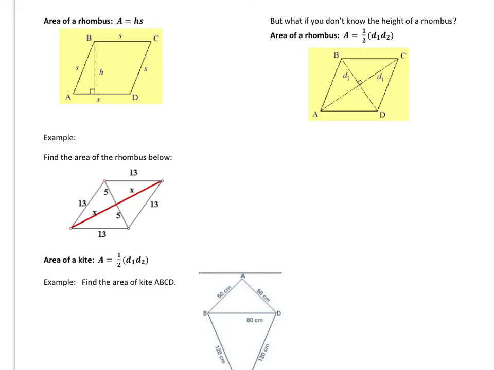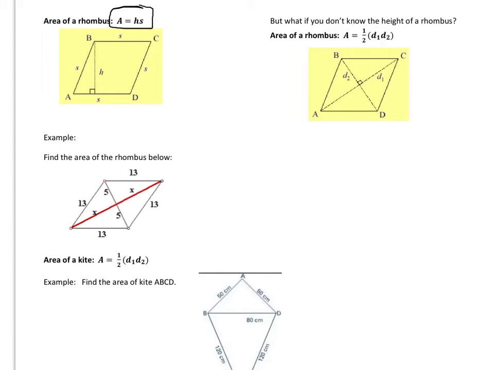Lesson 9.1, Video 5. Now we're going to focus on a rhombus and kites. So, first of all, we have a formula for a rhombus as h times s. Base times height is the formula for the area of a square, but because a rhombus can tilt, you may not always know the height, so they reference it as hs.